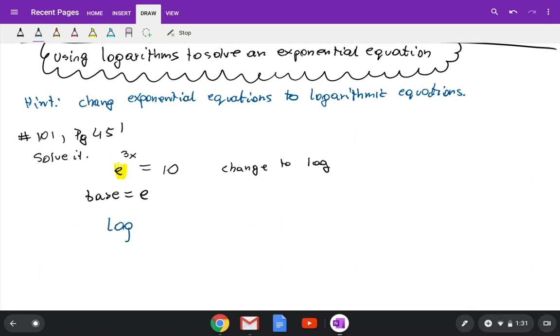So we're going to have log base e, and now we need a number here, an equal sign and a number. So what's going to happen? We used the base already. So now those expressions, 3x and 10, will change position. Next to the base right now, I'm going to have 10 and 3x goes outside.